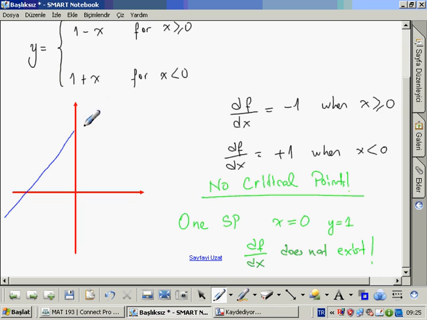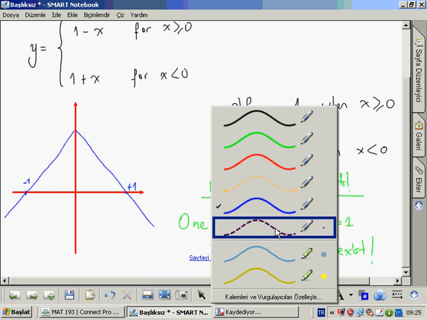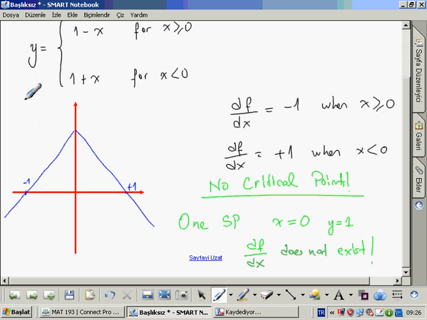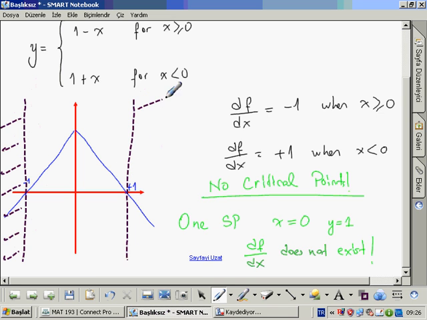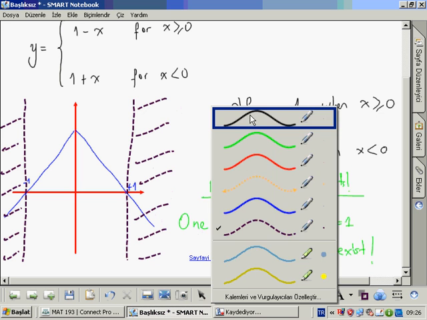This is the 1 minus x function. This is the 1 plus x function. I'm sorry, this one is 1 minus x and this one is the 1 plus x function. This is minus 1 and this is plus 1, and we don't care about this part of the graph, because the domain of this function is in this closed interval.